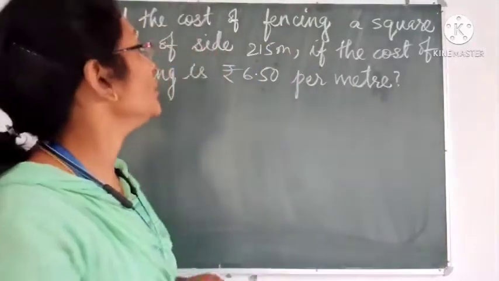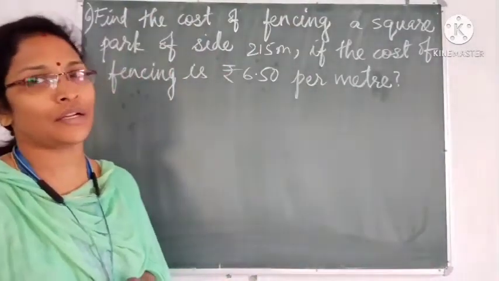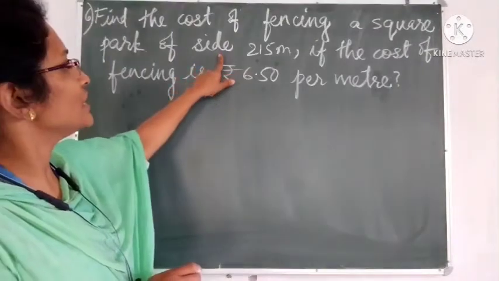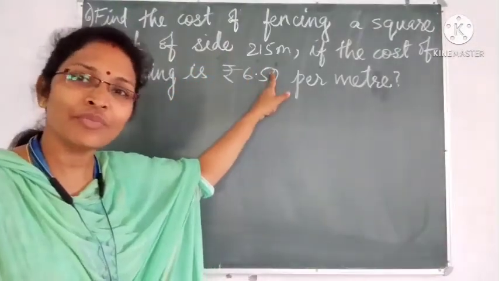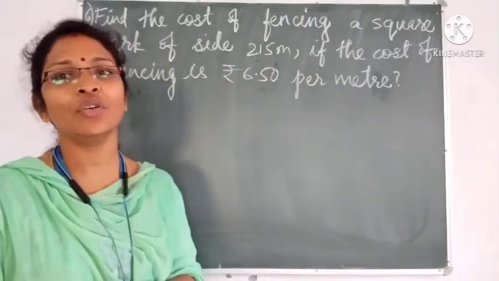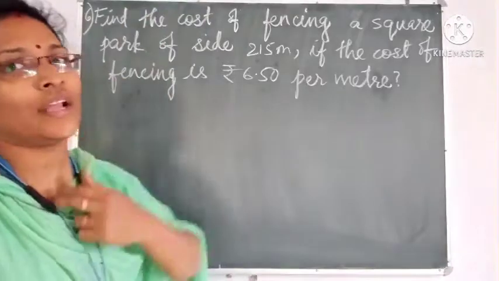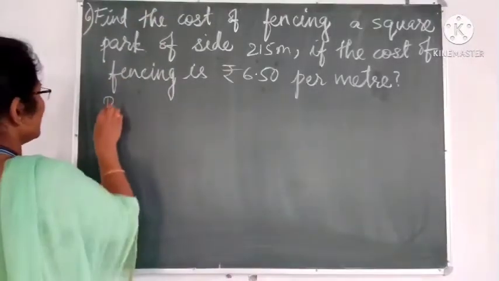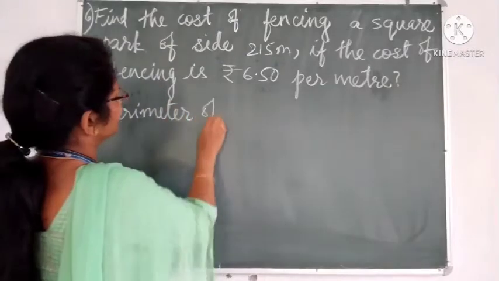So we can find the perimeter of this square park. For that, what is given to us? The length of one side is given to us. From that, we can easily find the perimeter of this square park. So first we will find the perimeter of the square park.